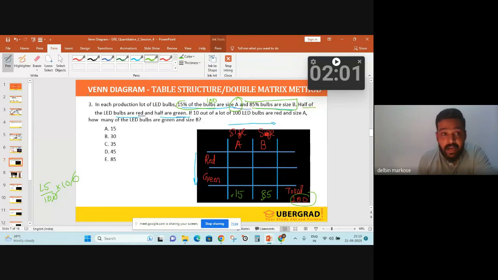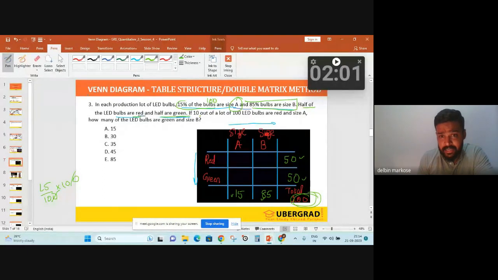Then what they said: half of the LED bulbs are red color. There are total 100 bulbs. If I take half of it, 50 of them are red color. Then automatically we know this value plus this value you have to get 100, so this will be 50. The next statement also specifies half of them are green bulbs.